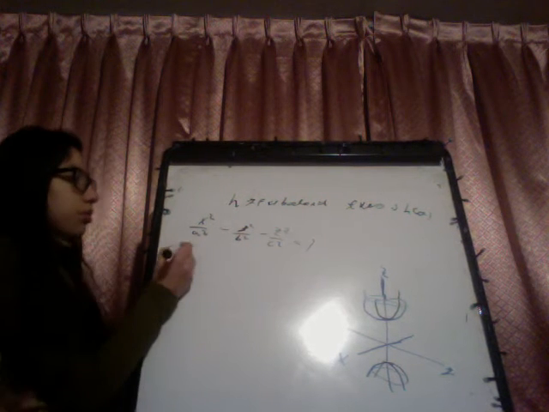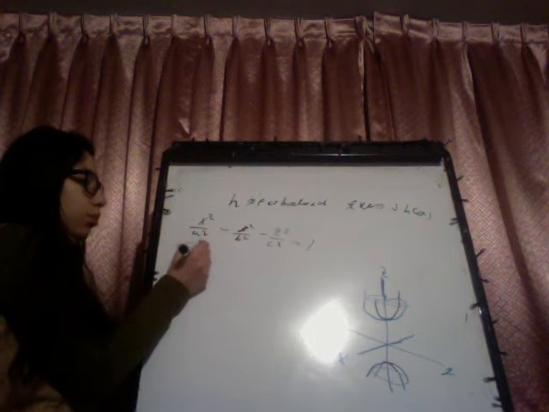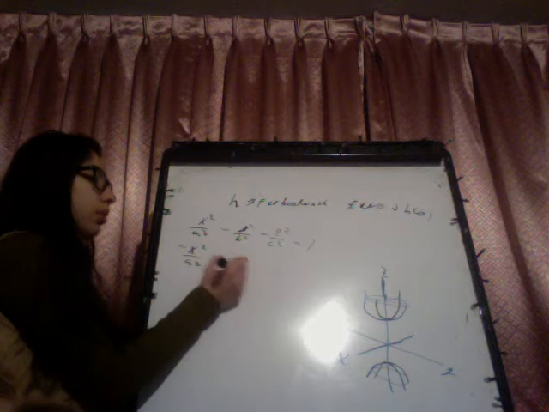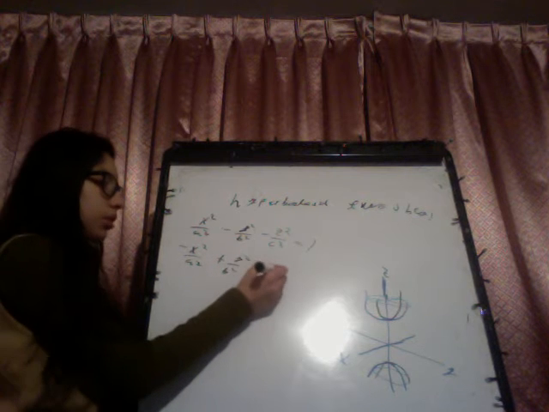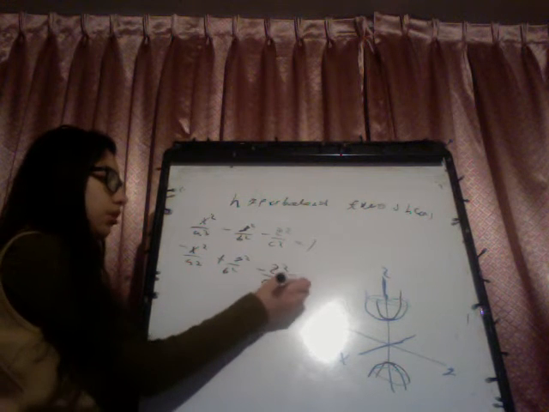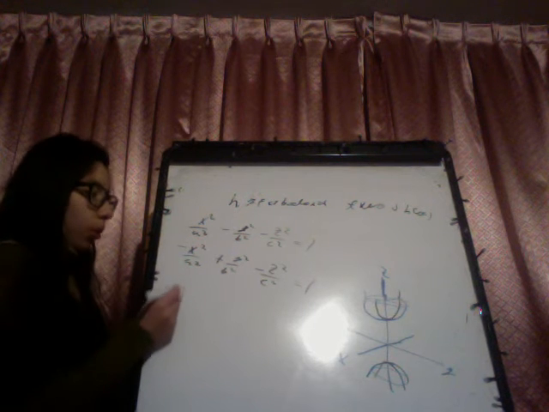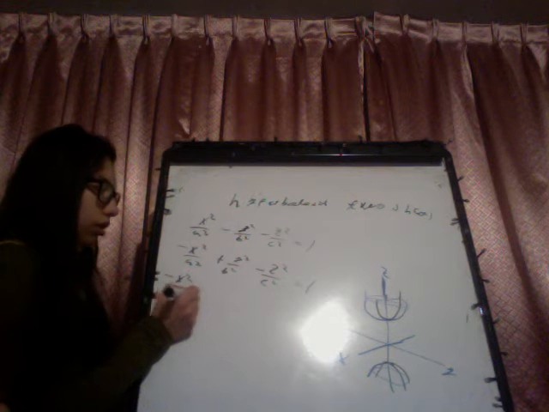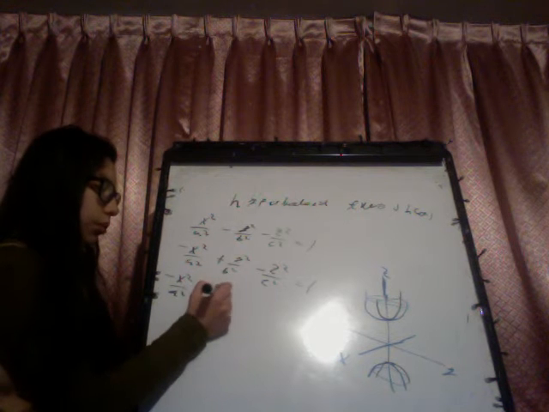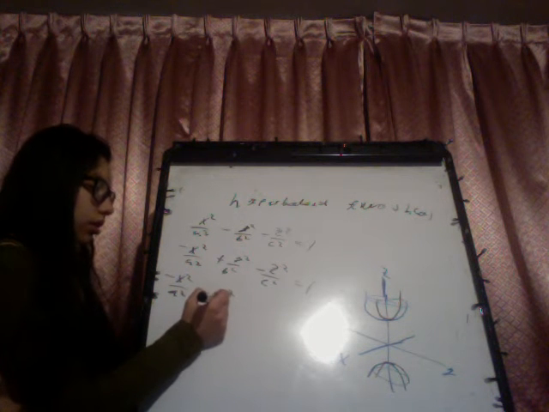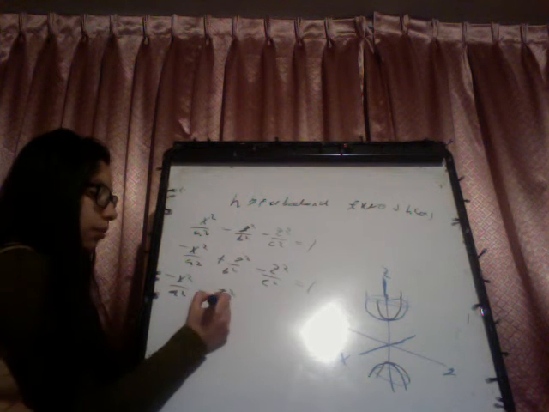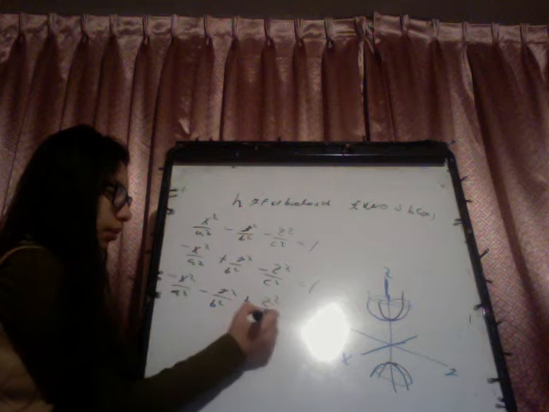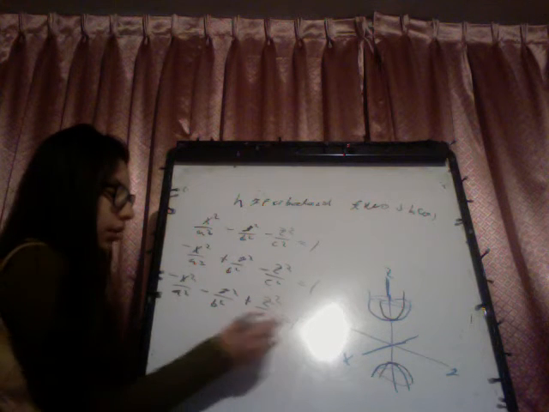You could say also minus x squared divided by a squared plus y squared divided by b squared minus c squared divided by c squared equals 1. Or you could say minus x squared divided by a squared minus y squared divided by b squared plus c squared divided by c squared equals 1.